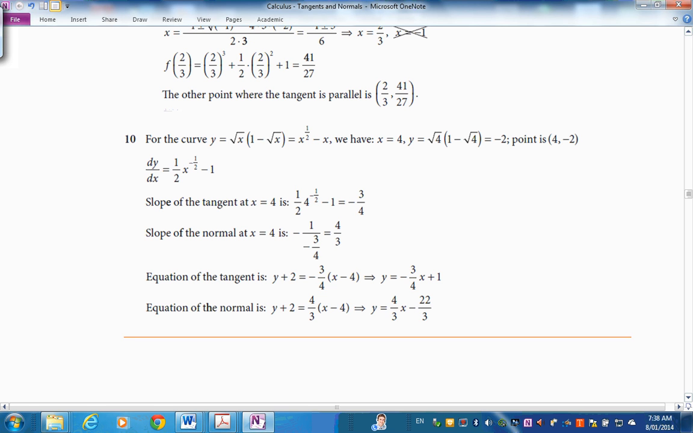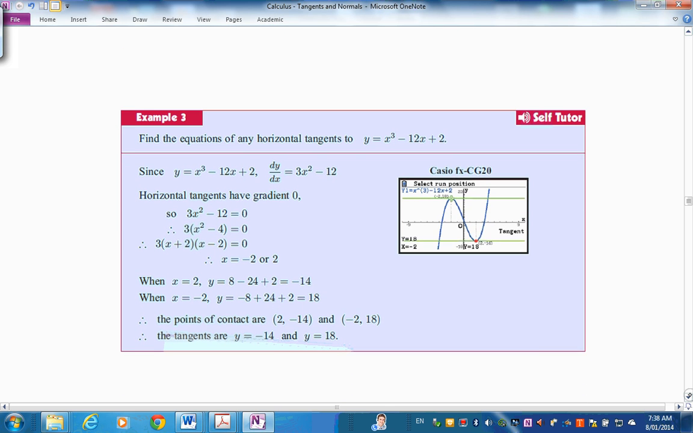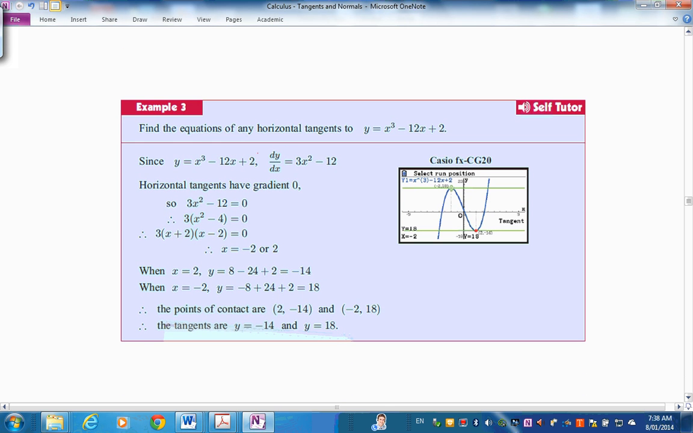Right, we're going to move on with some other variations with Hayes and Harris, and finish with the practice questions from Pearson's for the whole chapter 11. Okay, so here's an example of a variation. Find the equations of any horizontal tangents. Okay, so obviously we have a function. Slope of the tangent is the value of the derivative. 3x squared, take 12 here.